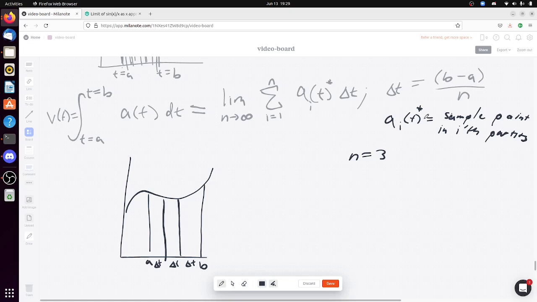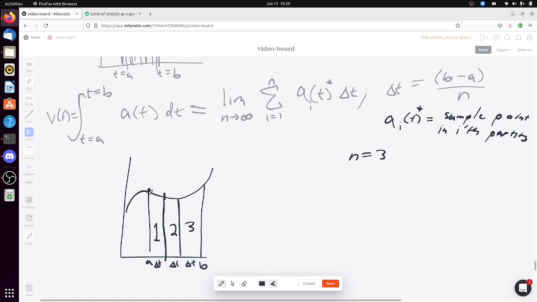And this a to the i, so this will be the first partition. Partition 1, partition 2, partition 3. And this a to the i is really any sample point in between here. So between this number and this number, you can choose any one of them. The reason you can choose any one is because as we let n go to infinity and we get finer and finer partitions that shrink, you'll be forced to one value. So you can really pick any one.